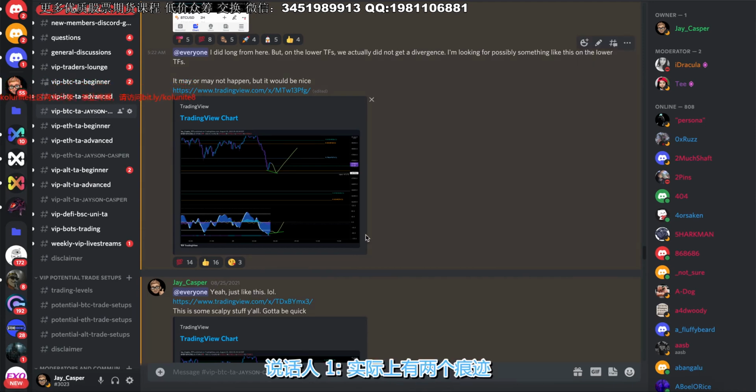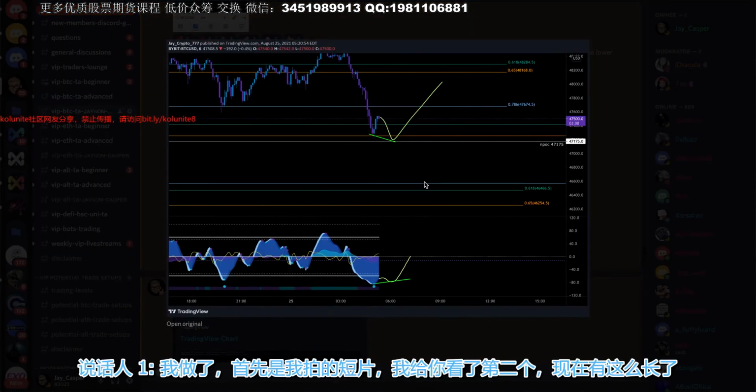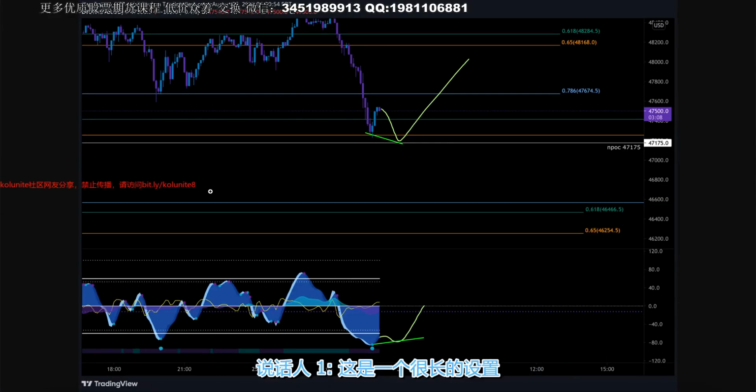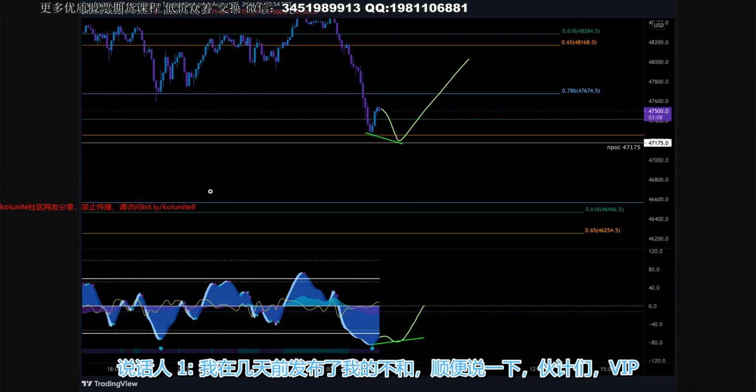There were actually two trades I did. First of all, there was that short that I took that I showed you. Second of all, there's this long. Now, this is a long setup I posted in my Discord a few days ago.